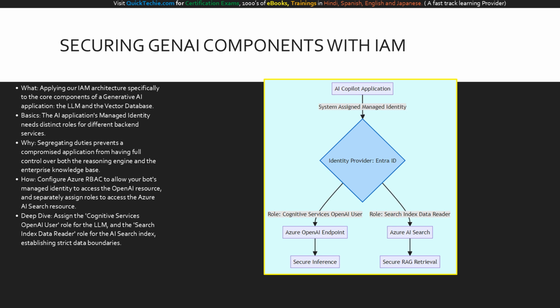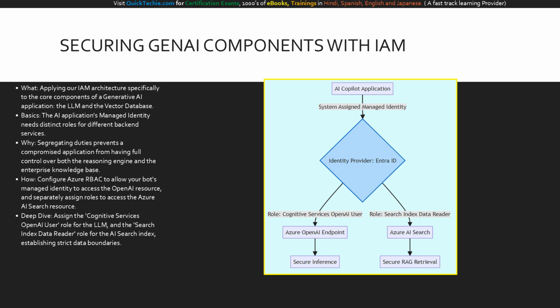How is this executed? As outlined in our architectural guidelines, we configure Azure RBAC to explicitly allow the bot's managed identity to access the OpenAI resource and then separately authorize it for the AI search resource. Diving deeper into the exact implementation, we assign the Cognitive Services OpenAI user role to allow prompt execution, and we assign the Search Index Data Reader role to allow knowledge retrieval. This locks down the data boundaries flawlessly.